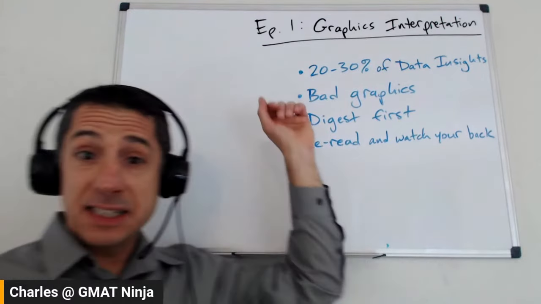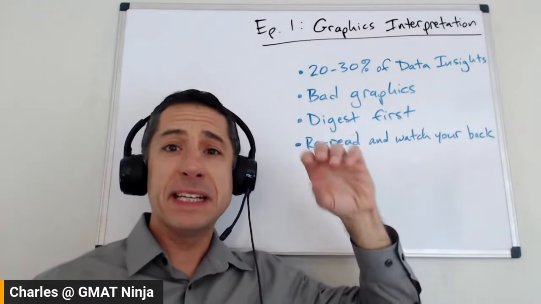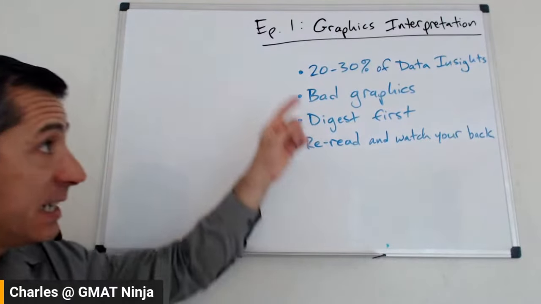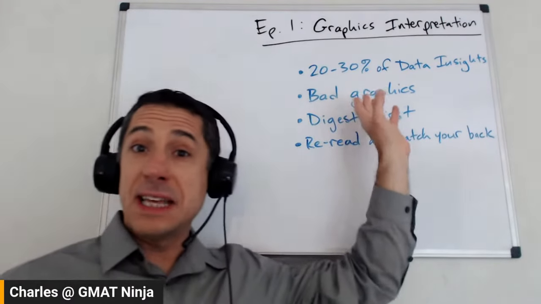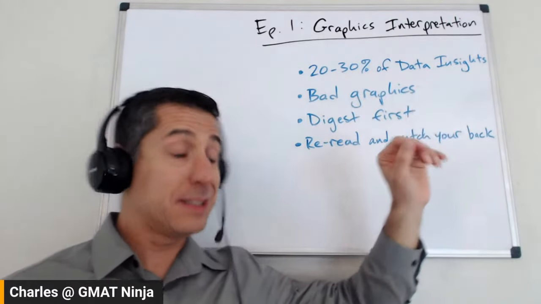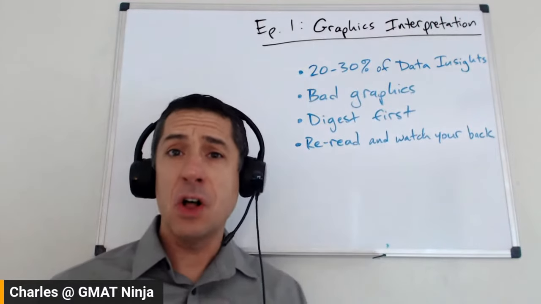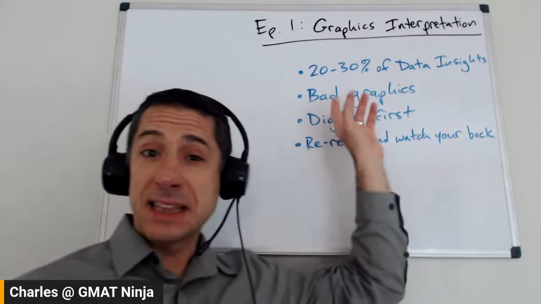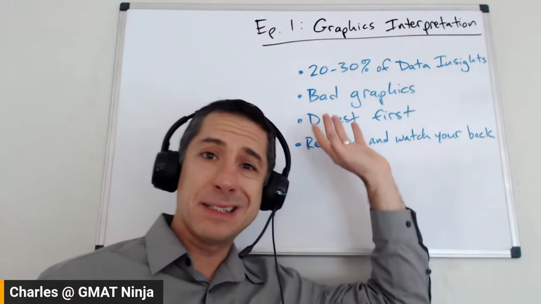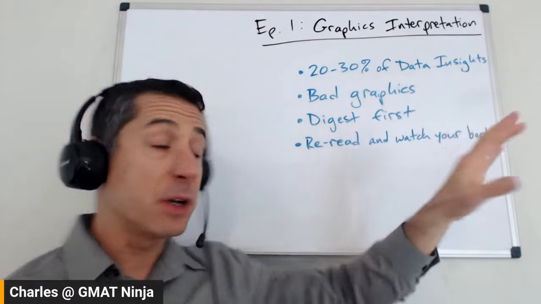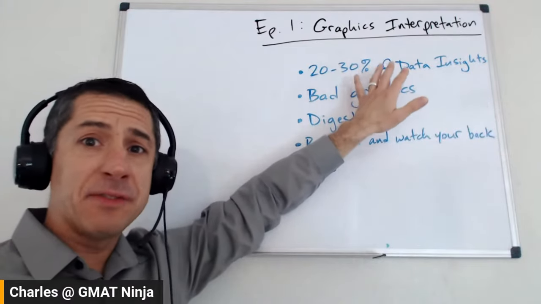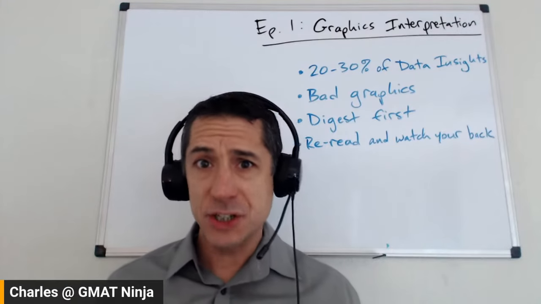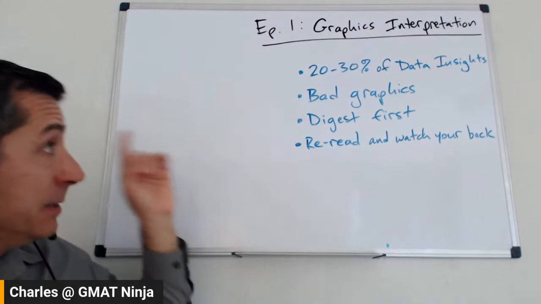A little bit of context. Data insight section, 45 minutes for 20 questions. So you get about 2 minutes and 15 seconds per question. What we know right now is that the plan that GMAT has told us is 20 to 30% of all data insights questions are going to be graphics interpretation. They've also said that that's going to narrow a little bit over time. So you might see a little bit more, a little bit less as time goes on. As they launch the GMAT Focus, that's their starting point. So 4 to 6 graphics interpretation questions out of your 20 on the exam.